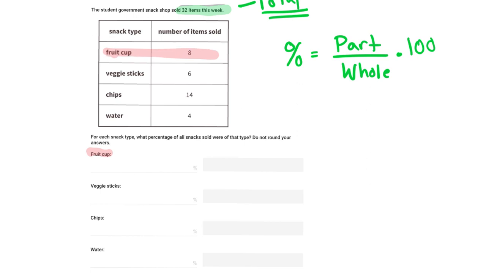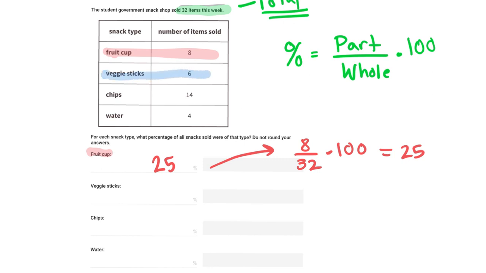So if we do this for each different snack type, for the fruit cup, there were 8 sold. So we would just go 8 over 32 times 100. And that should give us 25. So that means that would be 25%. For the veggie sticks, we get 6 over 32 times 100.